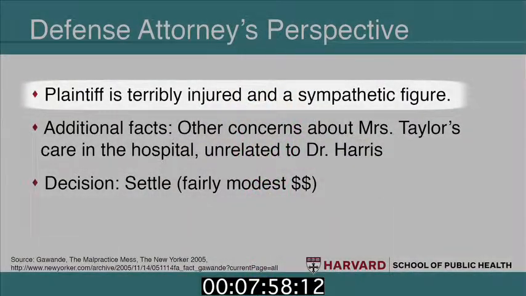How about the defense attorney's perspective? The hospital would retain somebody to defend itself if Mrs. Taylor's family pursued this claim. And from their perspective, they're going to be very concerned here, again, because of the sympathetic nature of the injury and the plaintiff in this case. A jury's going to look at that and have a hard time saying no to this family in its quest to support themselves in the aftermath of this event.